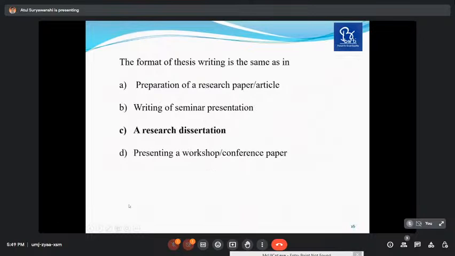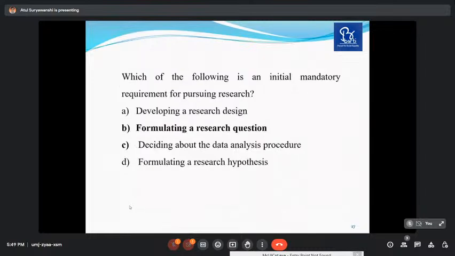The next question, the format of thesis writing is the same as in preparation of the research paper, writing the seminar presentation, or research dissertation, and presenting a workshop or conference paper. So the format of thesis writing is the same as in the research dissertation. Remember, dissertation and thesis are somewhat similar up to some extent. Slight minor differences are there. But we have to describe detailed methodology in both, in thesis and in dissertation also. Such minor details in research will lead you in the right direction to get maximum marks in the examination. Without wasting time, let us turn towards the next slide.